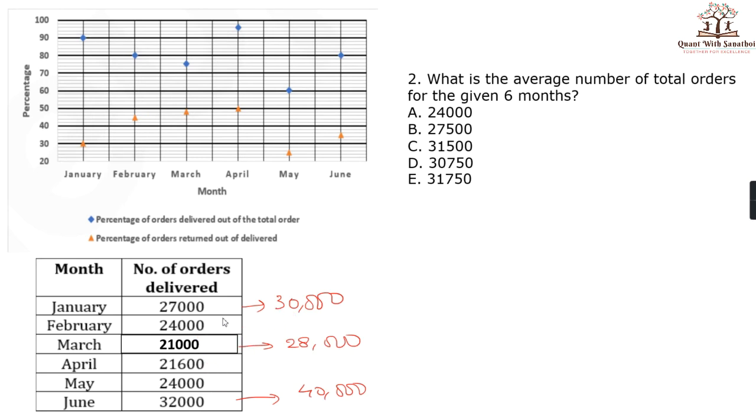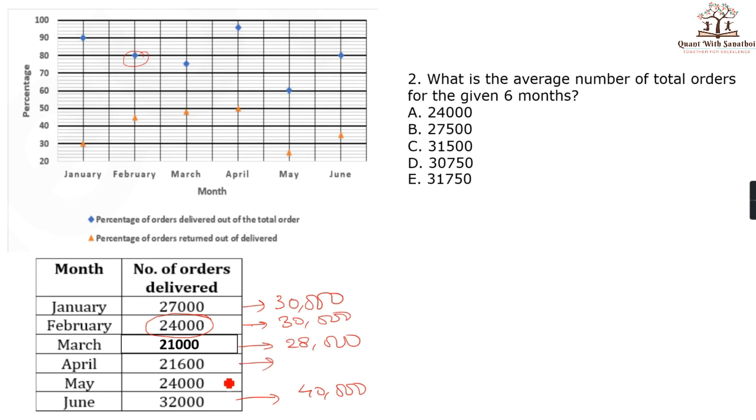Now look at that. This value equals to how much? Look at it, the diamond sign, that is 80%. If 24,000 is 80%, then 1% is equal to 3,000. That means 100% is equal to how much?